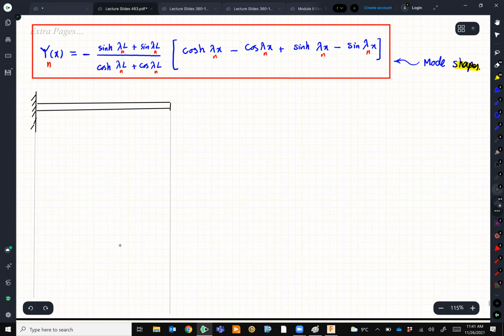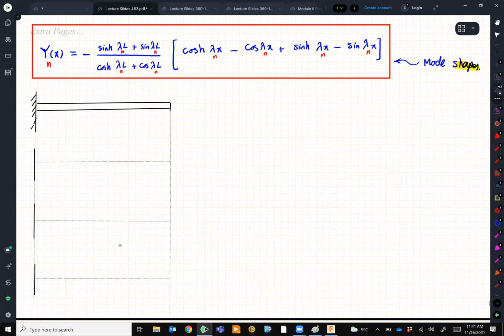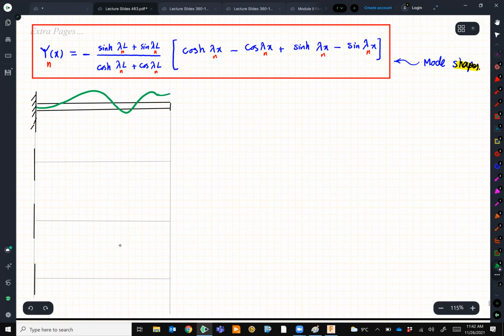So here is my beam, and let's say 1, 2, and this one is 3. So here is a beam that I have. If I excite this beam, it can have any motion. Let's say it can have this motion, or any other random motion, but something reasonable, obviously. And here are the modes.